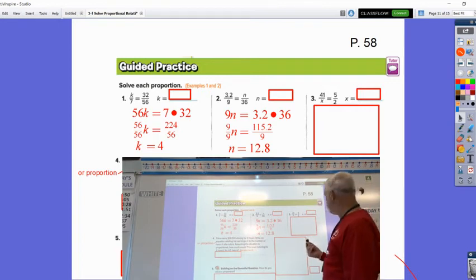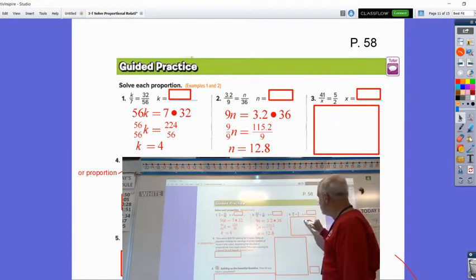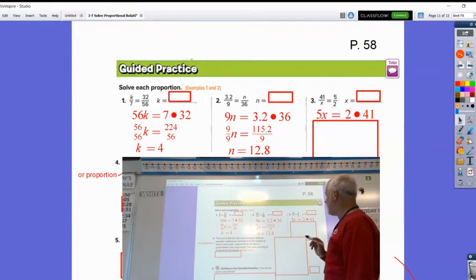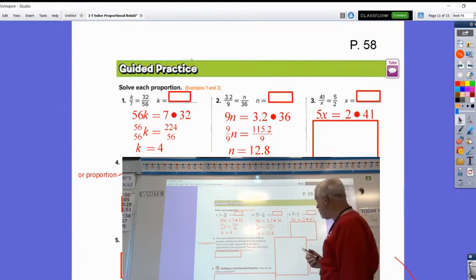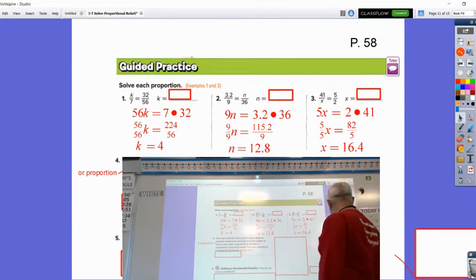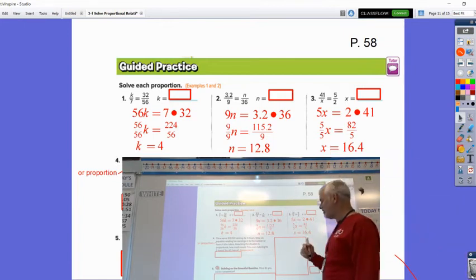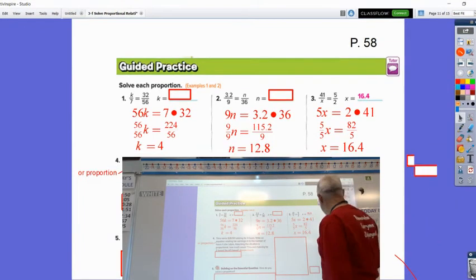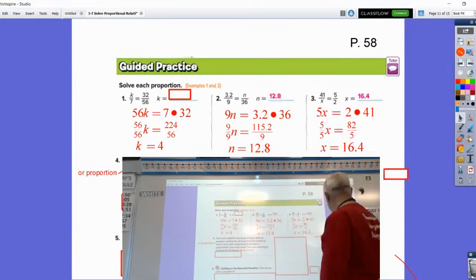Number 3, 41 over x equals 5 over 2. 5x equals 2 times 41, your cross products being equal. 2 times 41 is 82, and so 5 times x equals 82. Divide by 5, and 82 divided by 5 is 16.4. So there are your answers for these 3 problems.